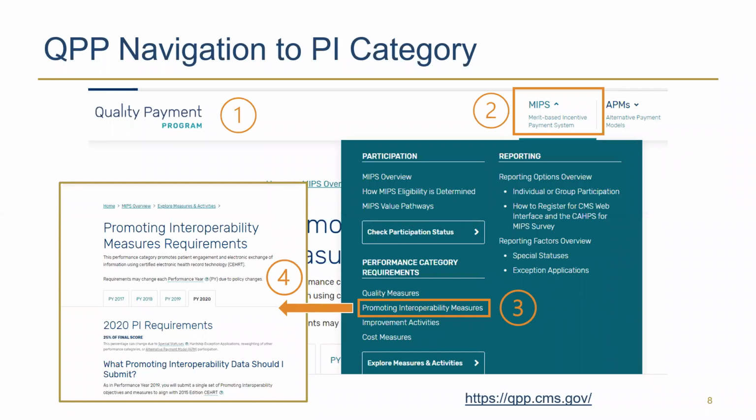CMS has an abundance of material and training they've populated on the Quality Payment Program site. So these next 3 pages are screenshots from the site and steps to navigate through to the Promoting Interoperability resources. The QPP landing page, which is Indicator 1, can be reached by the link at the bottom of the right hand of this page, qpp.cms.gov. Links denoted by steps 2 and 3 lead you to number 4, which is the main page for the 2020 PI requirements.